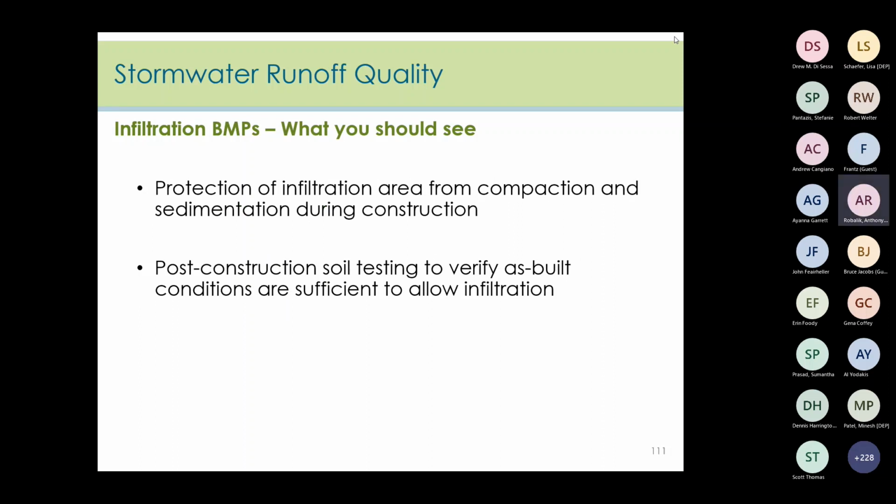And lastly, when reviewing infiltration basin designs, I mentioned this before, but it's important to make sure that there's anti-compaction language present along with post-construction soil testing. It would also be helpful to include the drain down information in the maintenance plan checklists and logs so that it's easy to find in the future during maintenance activities.